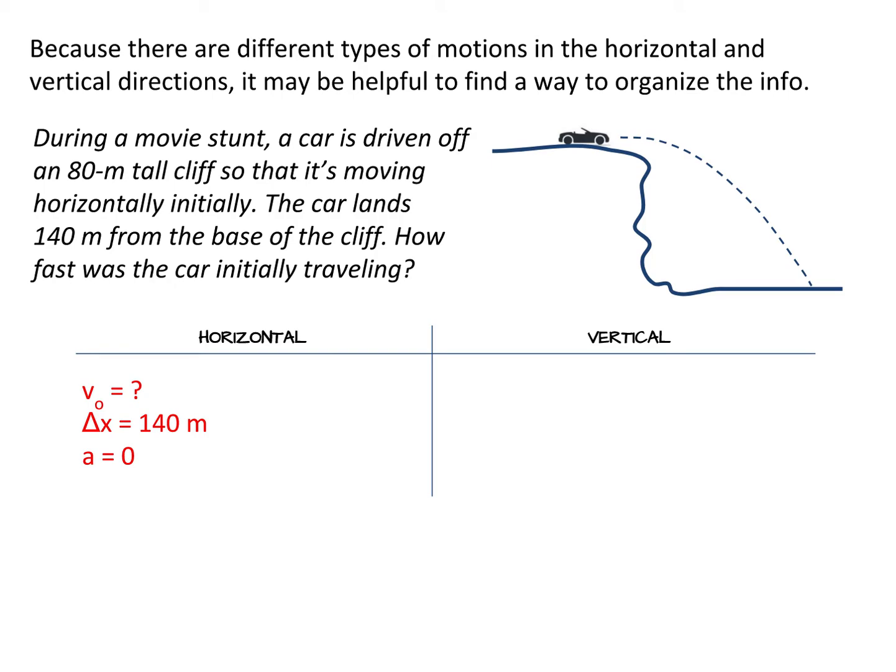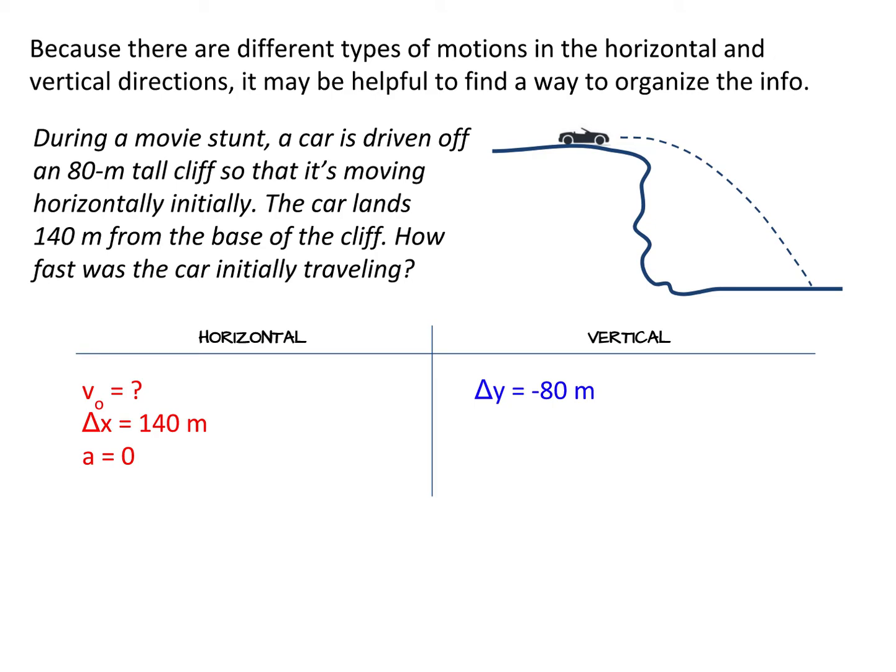All right, let's take a look at the vertical information. Again, we know the height of the cliff. So we know that's how far the car is going to travel downward. So we're going to put that in as a negative 80 meters. I've switched to delta y here. That's just a habit I've gotten into because I tend to mix up what's in the x direction, what's in the y direction. So these are just all things that I do to help myself keep things organized in my head.